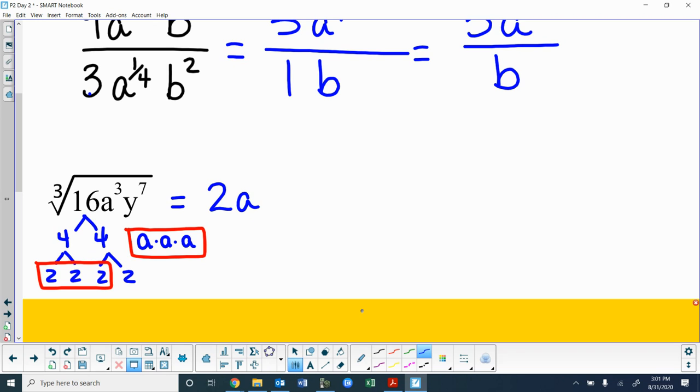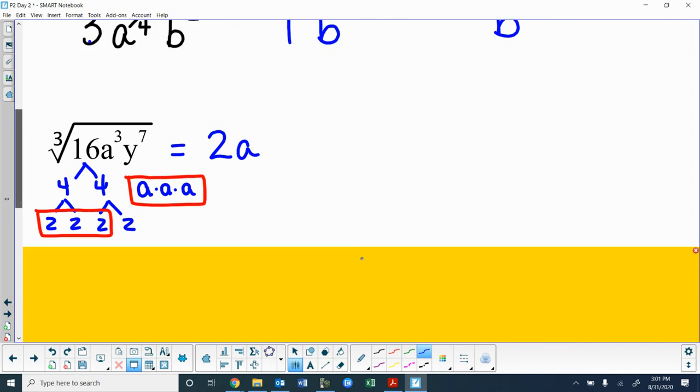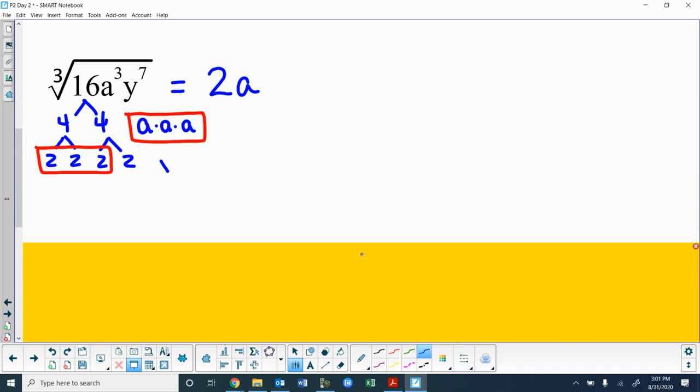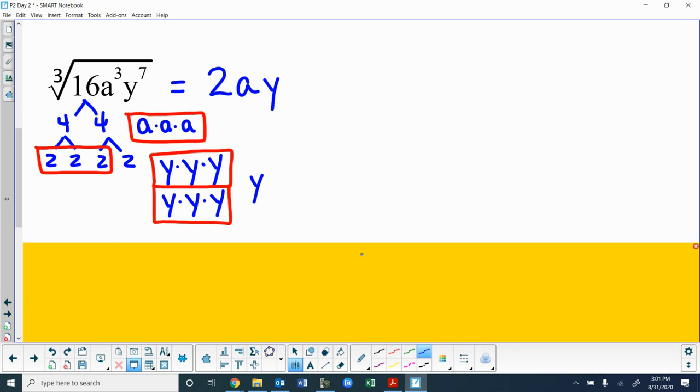All right, for the Y's, I can do groups of 3 for Y's like that. There's 3, there's 6, and then 1 left over. So I have 2 sets of 3 groups of Y. So that means I can pull out 2 Y's, or Y times Y, Y squared. So if you look, I have a 2 left over and a Y left over.